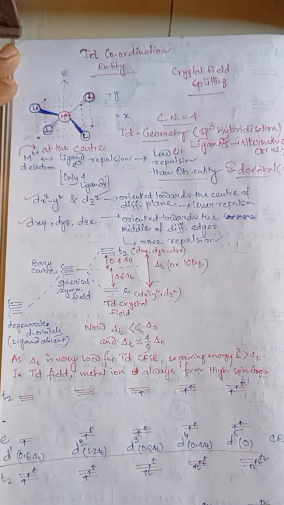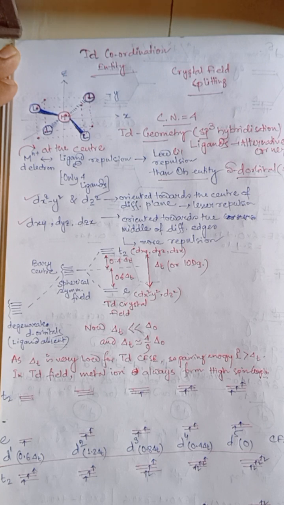Here the ligands' electrons and the d electrons of the metal feel much lesser repulsion than in the octahedral entity, as there are only 4 ligands. In octahedral geometry there were 6 ligands. Again, the ligands approach in between the axes, that means they do not approach along the axes.